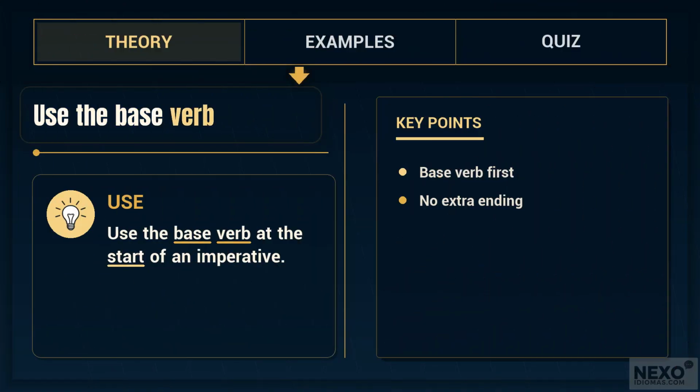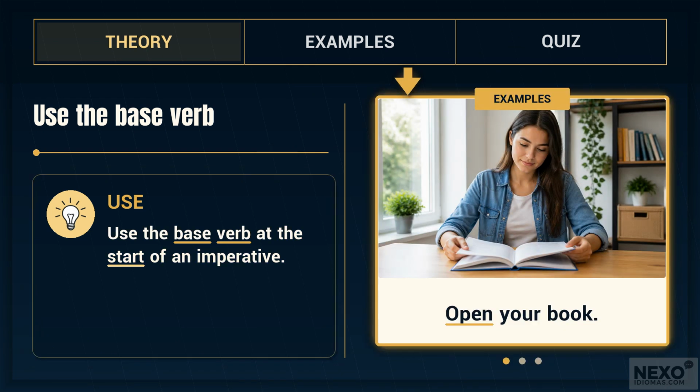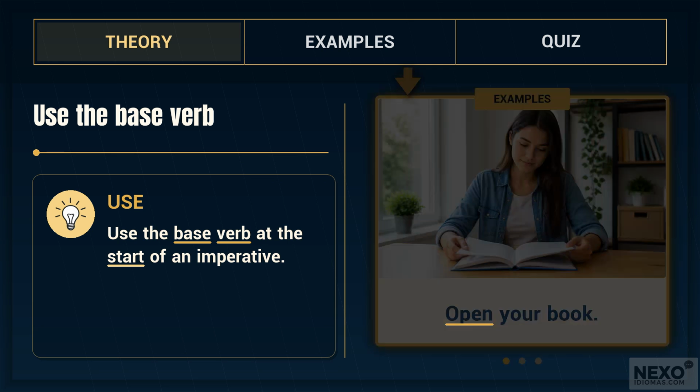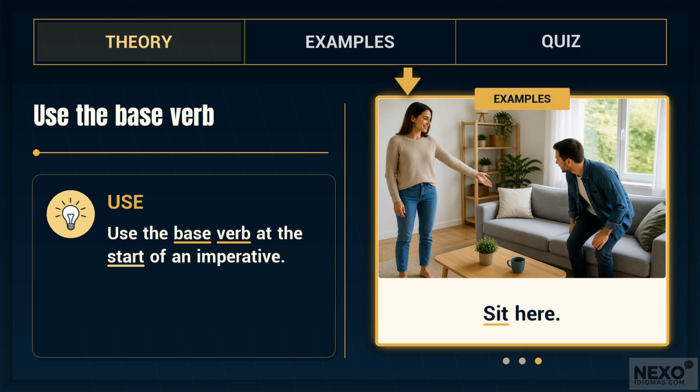Use the base verb. Use the base verb at the start of an imperative. Example: open your book. Example: drink water. Example: sit here.